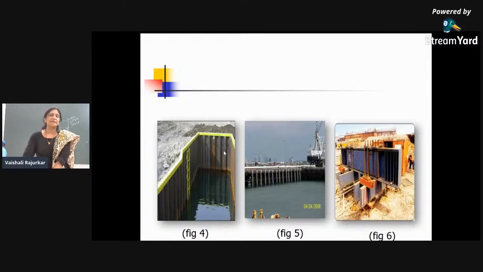These are generally made up of metal or concrete. These piles are placed side by side, and then they form a continuous wall. It is called a sheet pile. The basic function of a sheet pile is to retain the material on one side or both sides, right?